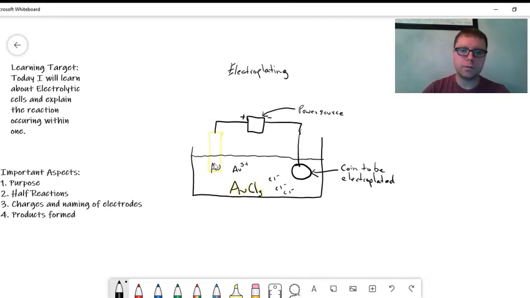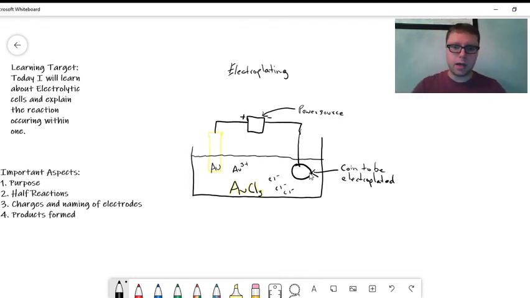I have a bar of gold here, and then I have some coin here of less expensive metal. It could be nickel, it could be silver, it could be other things. So it's just a coin of some sort. It could be even aluminum. What we are trying to do is send gold on this side all the way over to our coin so that it's going to coat the surface with gold and make it look like a gold coin.